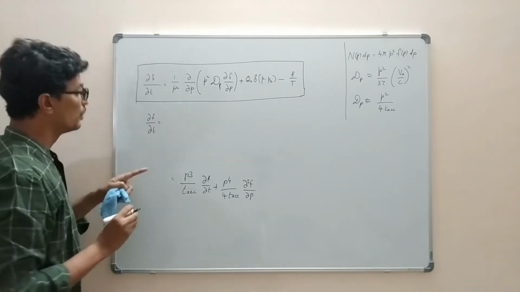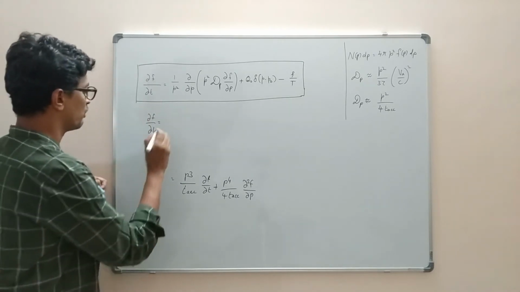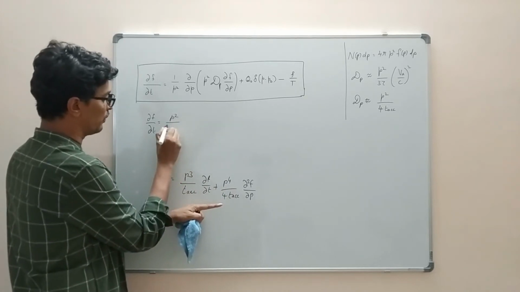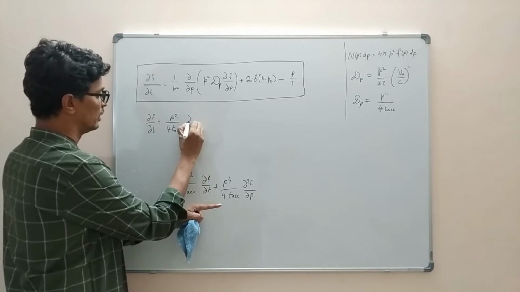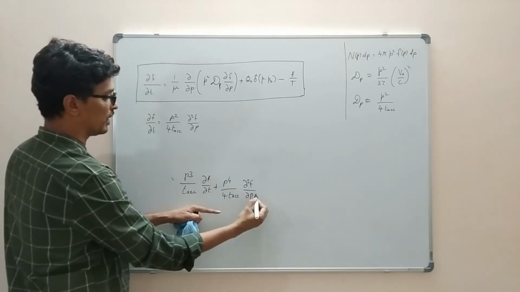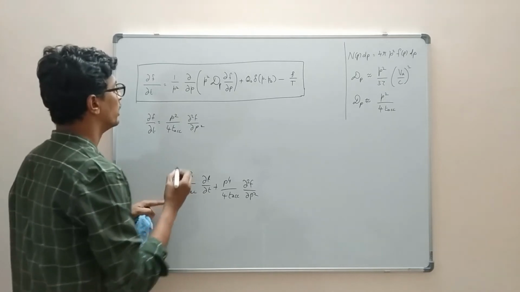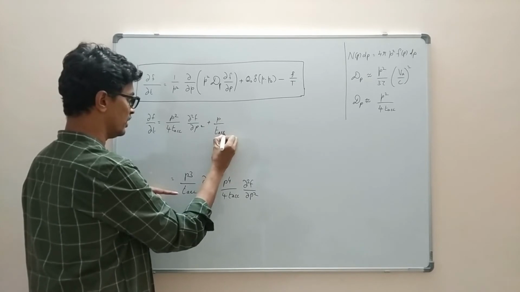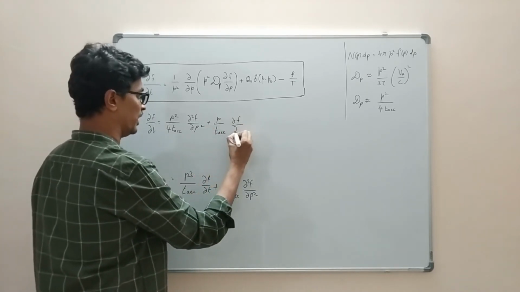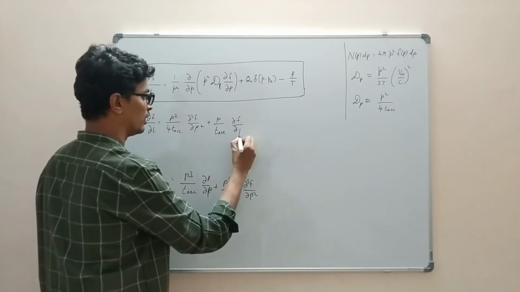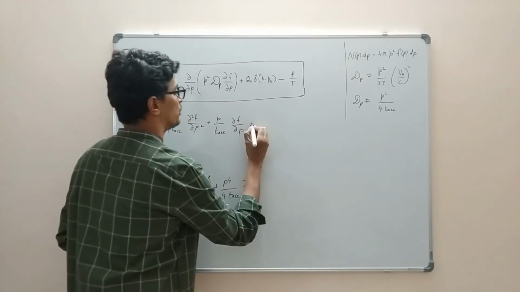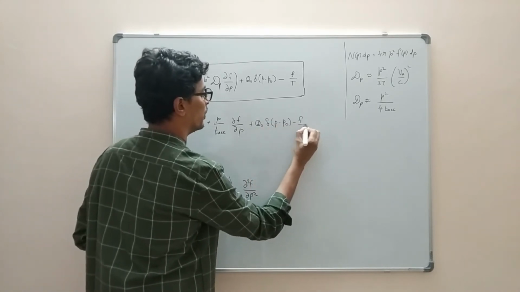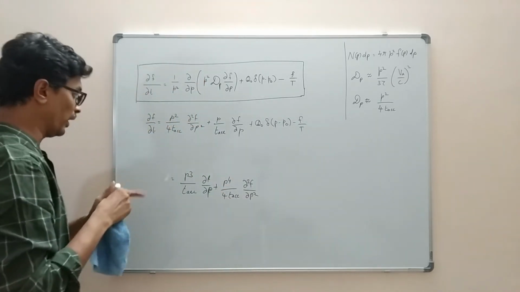is equal to, we have 1 by P square here, so let me take up this one first. This is going to become P squared by 4 TACC del square F by del P square, and then again 1 by P square, so this is going to become plus P by TACC into del F by del P. Then the next of the terms, that is Q0 delta of P minus P0 minus F by T.